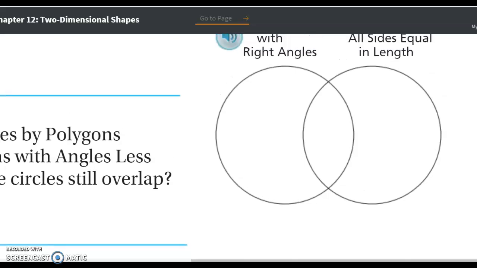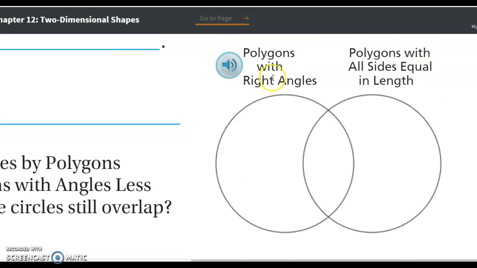Green rectangle. All right. So this is a polygon with right angles. Polygons with all sides of equal length. So I got to start thinking. My rectangle, does it have all right angles? Yes, it does. Are all sides equal on a rectangle? No. So my rectangle would only go on this side. My rectangle goes over here. Now, I know yours is green. That's a green rectangle. All my stuff's going to be black.